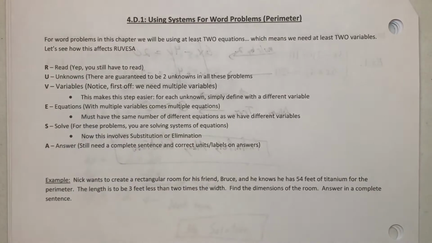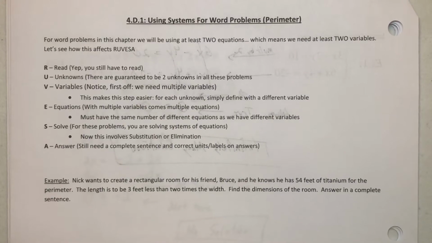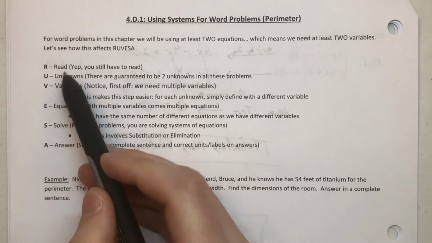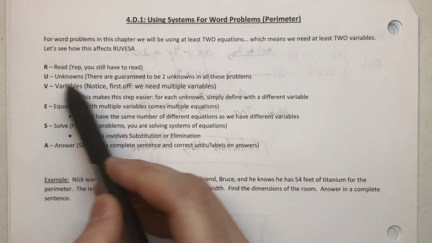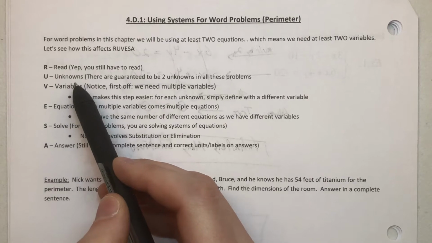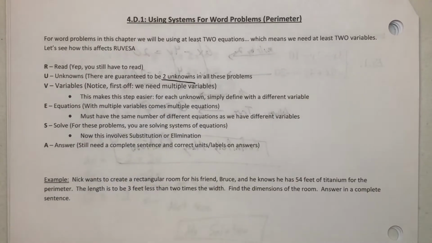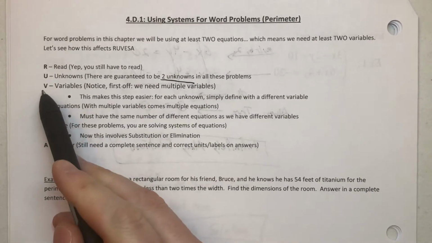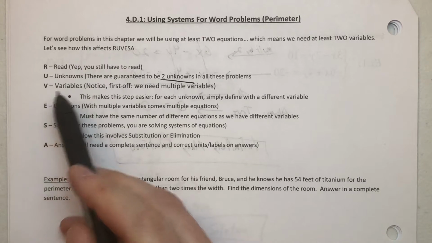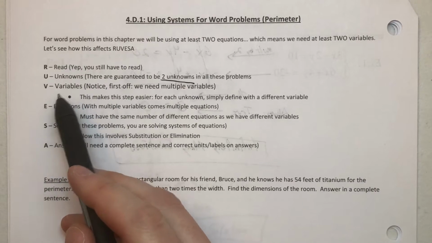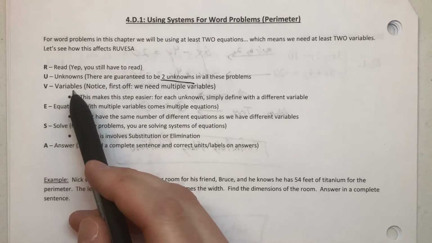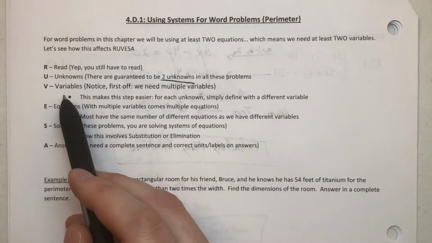Now RUVESSA pretty much stands for the same thing it did in chapter 2. R stands for read. U stands for the listing of the unknowns. It's nice to know in these sections we're always going to have 2, guaranteed 2 things you don't know the value of. Now V is interesting because V did stand for variable, where we had to take a lot of time and figure out which of our unknowns could be our X, and then how to describe the other one in terms of X. It's actually much easier here.